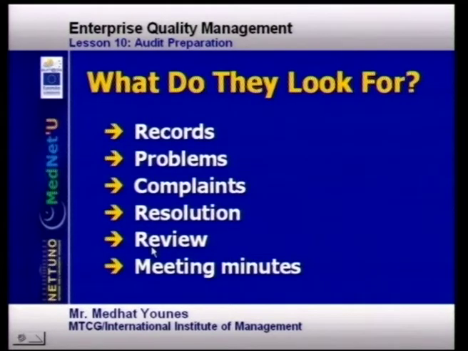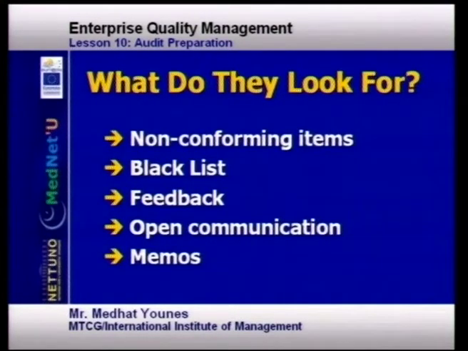They look to see if there is a periodic review of the system, and they look for meeting minutes of management review. They examine the agenda and the issues that have been resolved. They also look to see if the non-conforming service or products are controlled. They examine the list of services or products to be avoided.